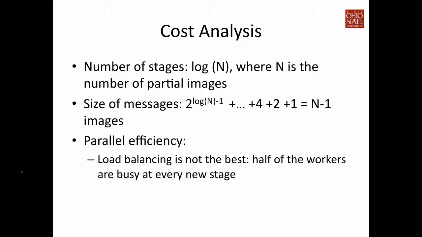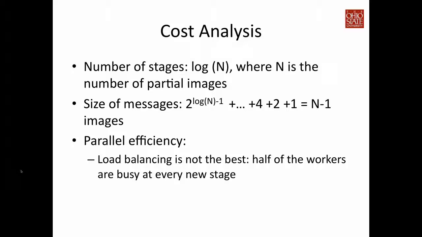So from 2 to the power log n minus 1, we're going to add half of it and half of it. And in the end, we have 4 images, 2 images, and 1 image all together. If you add all those numbers together, you're going to realize that the total is n minus 1 images. This is how much data we need to communicate.